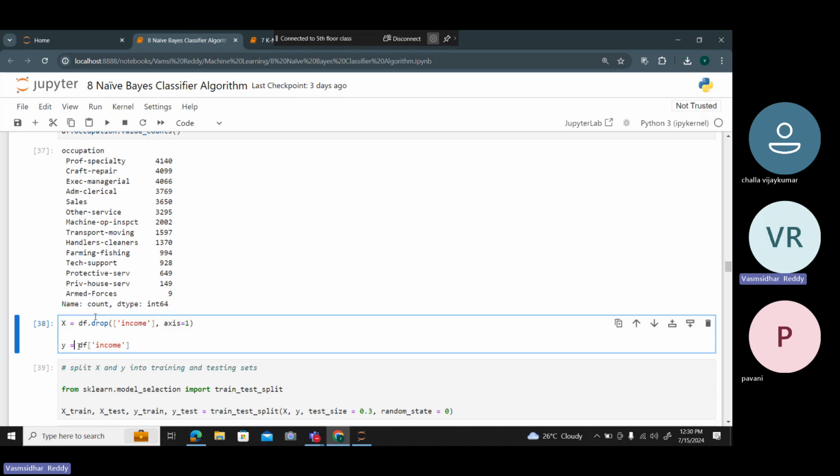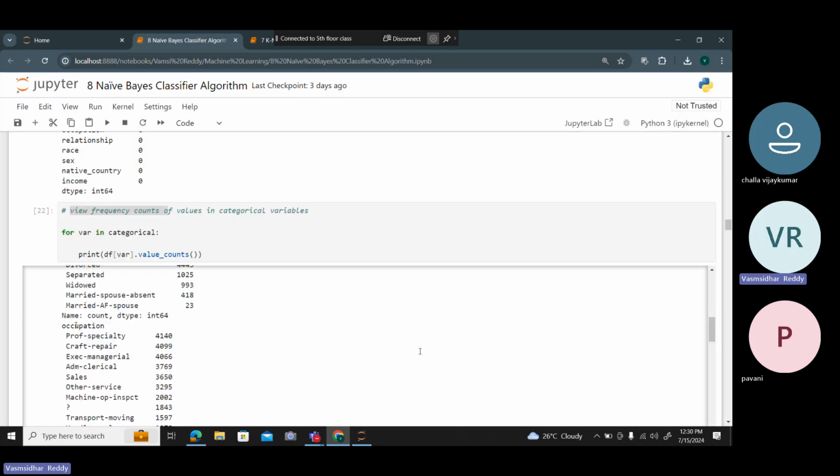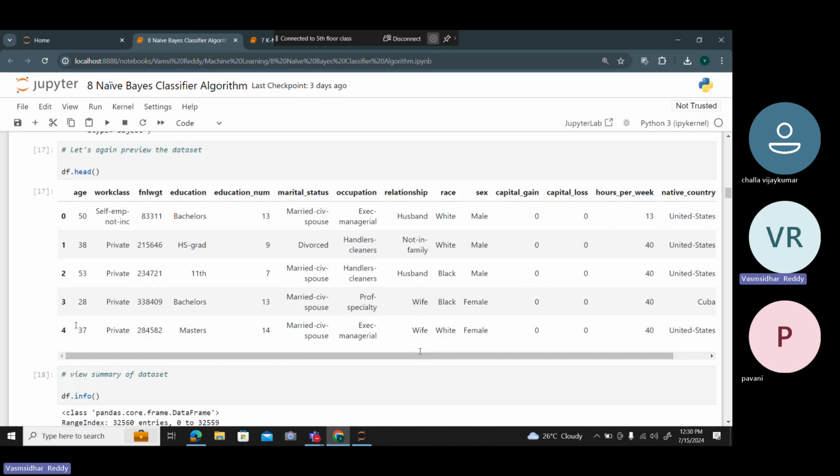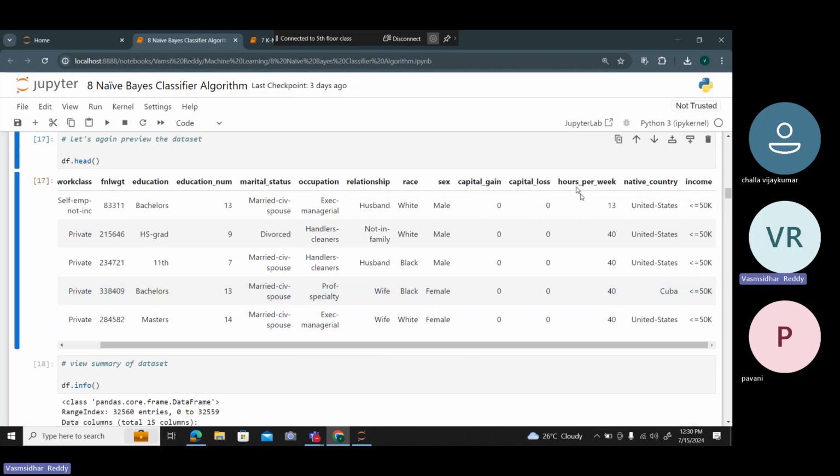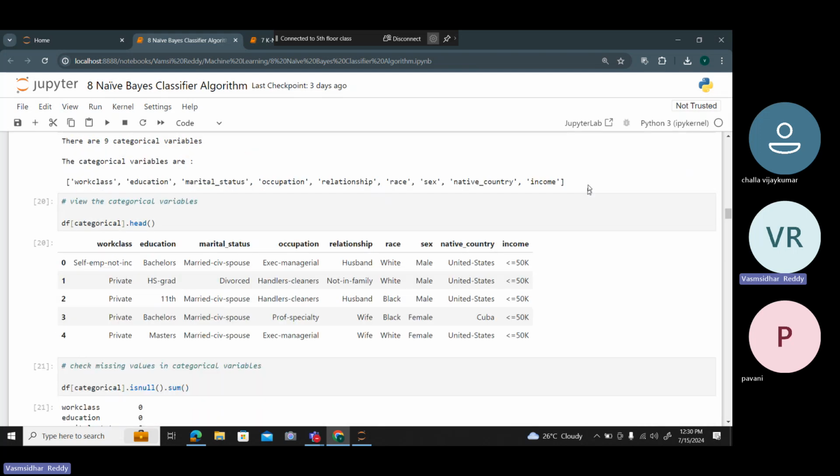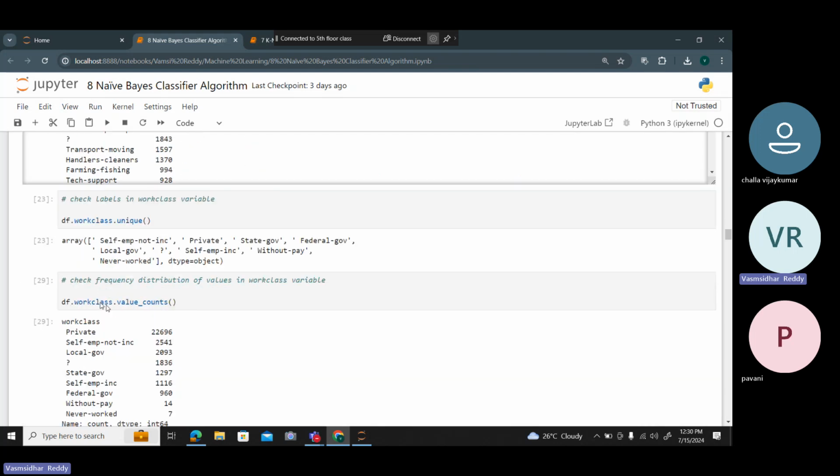Now x-axis, y-axis, dependent variables, independent variables. Here income is the dependent variable. Income depends upon the class, education, marital status, gender, capital, and working hours. Income depends upon the remaining columns. That's why income is the dependent variable and the independent variables are the remaining columns.